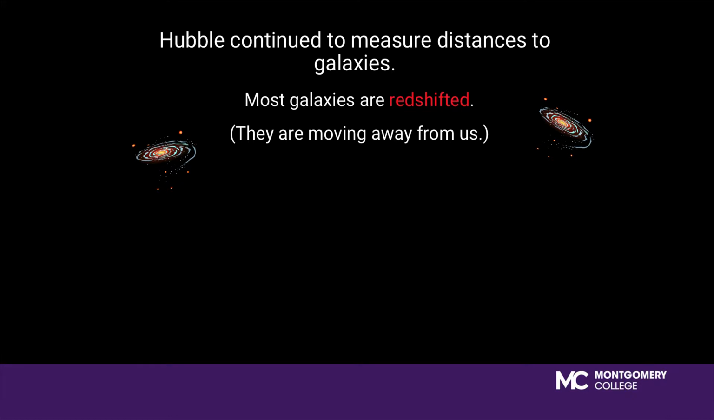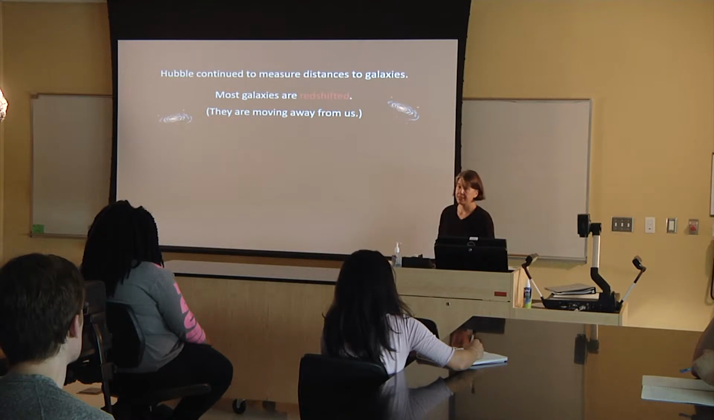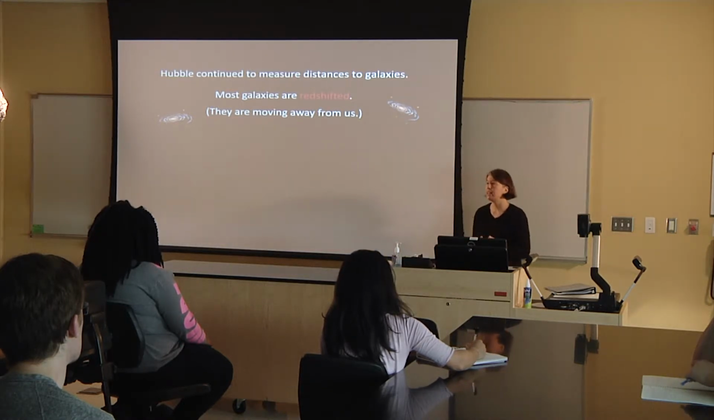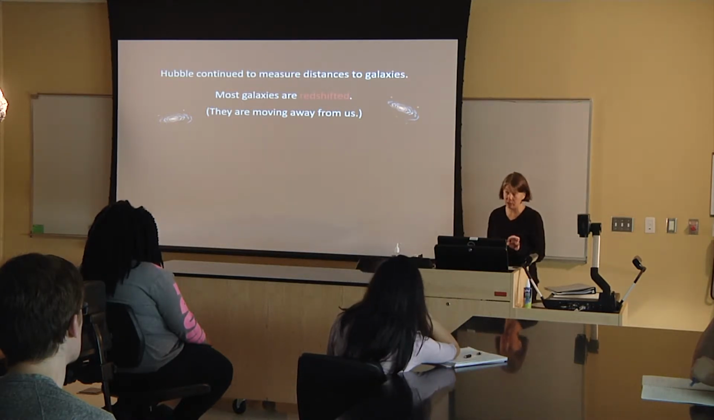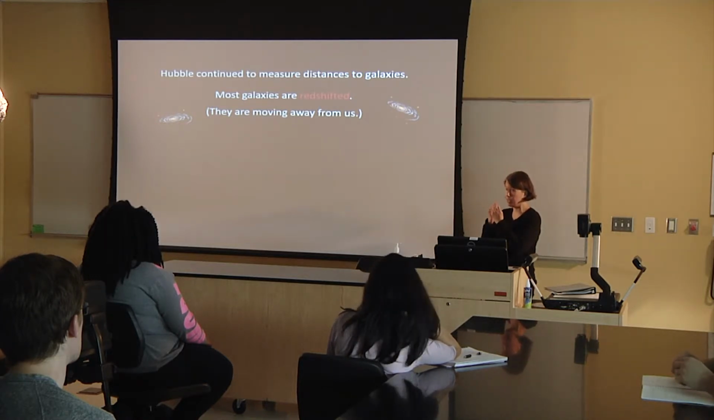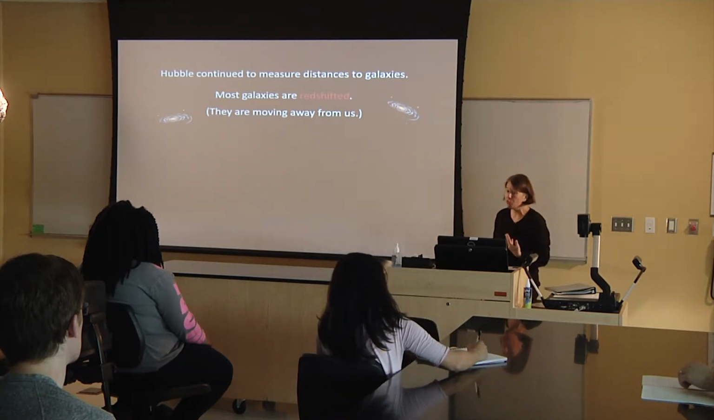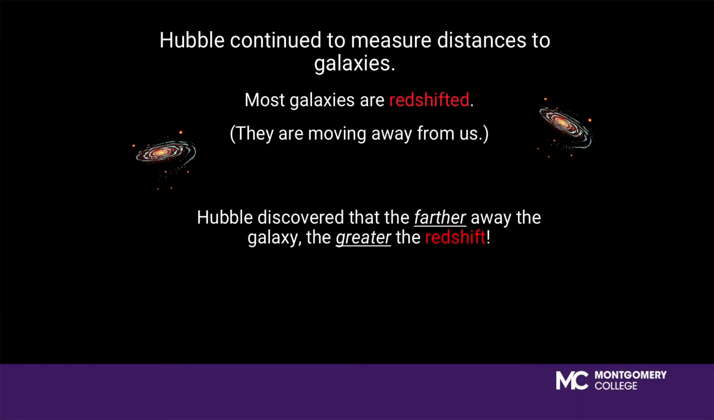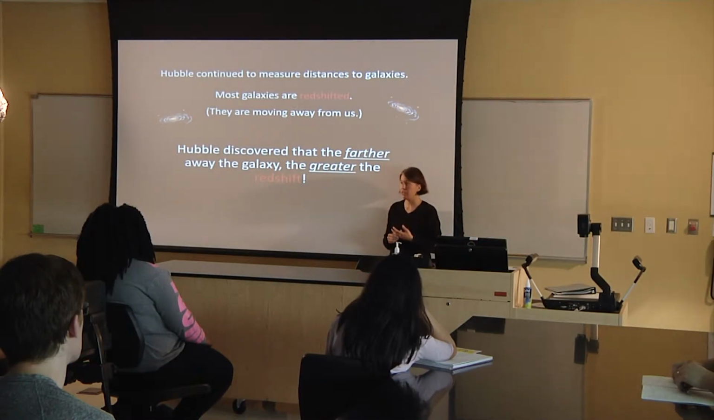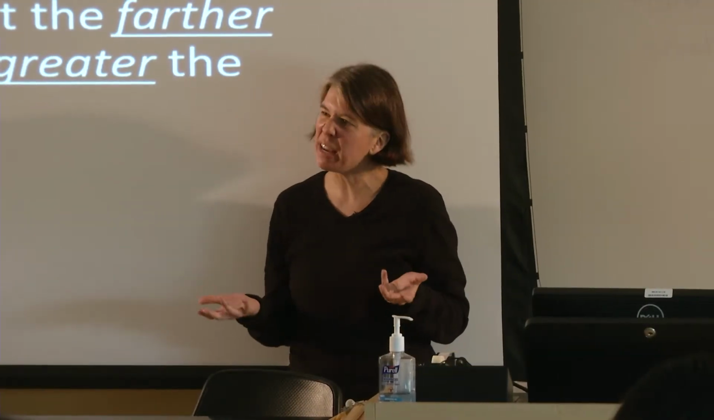So Hubble continued his work with Humason, and they measured distances to many more galaxies. And they took spectra of these galaxies, and what they found were that the galaxies were red-shifted. And I'm hoping you remember about the Doppler shift, that when something is shifted towards the red, it means it's moving away from us. So he found that most galaxies are red-shifted. And he also discovered this: the farther away the galaxy, the greater the redshift, meaning the farther away the galaxy, the faster it's moving away from us, which might be kind of weird. Like, why would that be the case? Like, why is that happening?